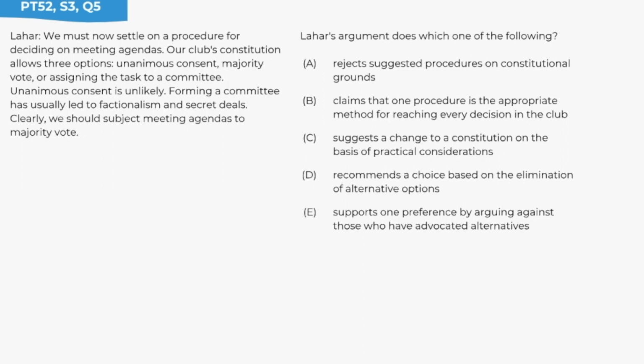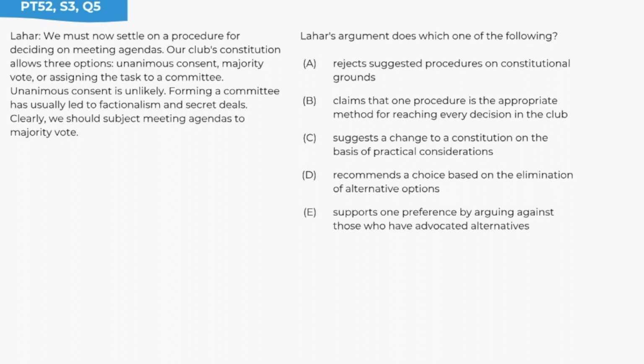All right, welcome back. So the conclusion of this argument is the last sentence. Clearly, we should subject meeting agendas to majority vote. The evidence for why that's the case is everything else. And it tells us in the first sentence, we must now settle on a procedure for deciding on meeting agendas. Then they give us 3 options according to the club's constitution: unanimous consent, majority vote, or assigning the task to a committee. It goes on to give us information why 2 of those options aren't very good. Unanimous consent is unlikely, and forming a committee isn't so good either. So if those 2 are off the table, it advocates that we put this thing to a majority vote.